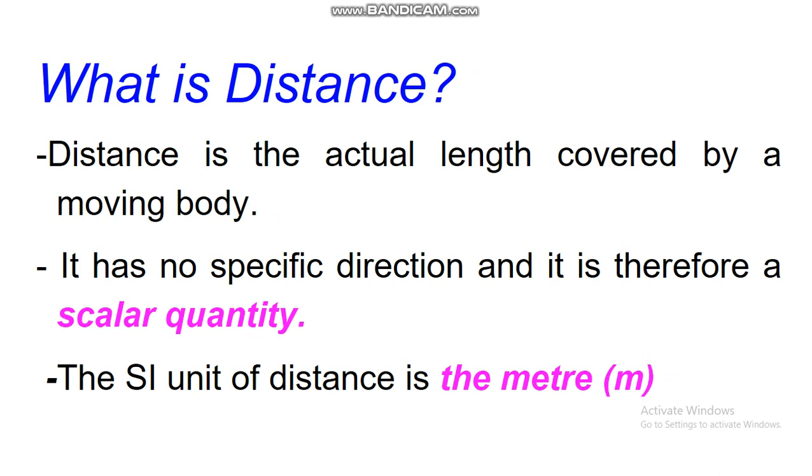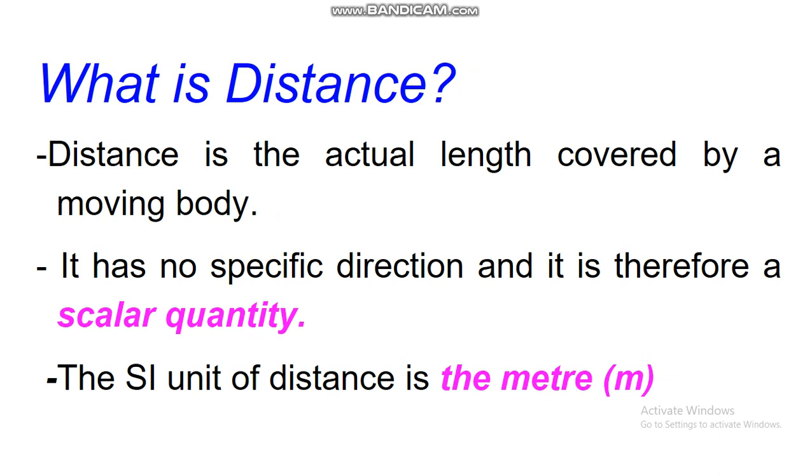So let us define the first term. Our first term is distance. Distance is the actual length covered by a moving body. Distance is a scalar quantity, meaning it doesn't have direction. It has only magnitude.